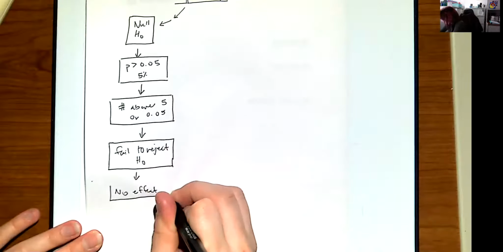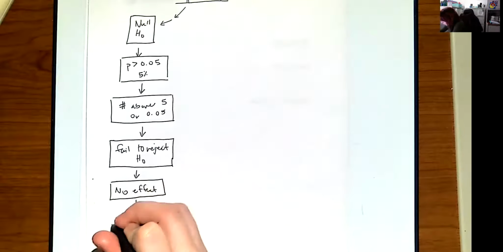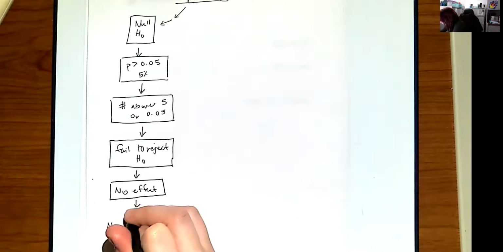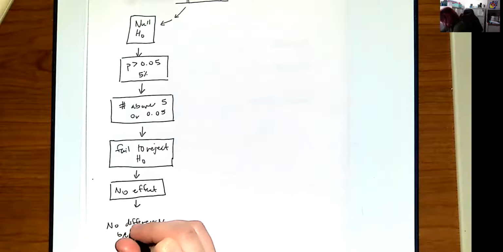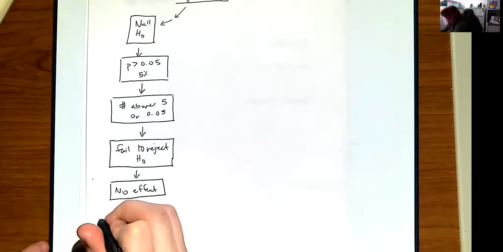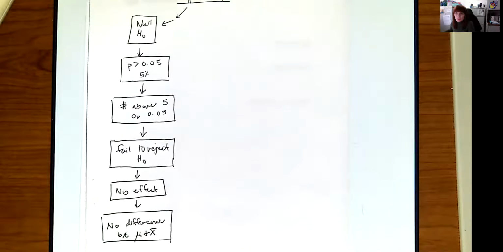So no effect of the treatment that they were given, no effect of the intervention that they were given, no difference between two groups, etc. So that leads to the final conclusion of no difference between our mu and our x bar. So there's no difference between our sample and our population means. There's no difference between our two groups. What we are investigating is not different.